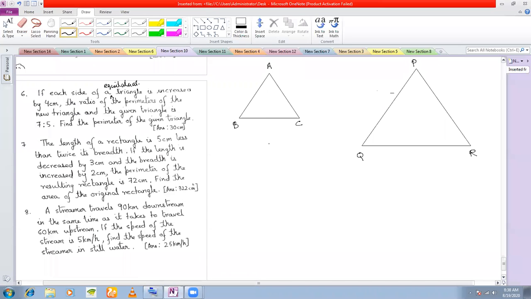If each side of an equilateral triangle is increased by 4 centimeters. Please take note of this word. This is an equilateral triangle. Let us say that each side of this triangle is x. Since it is an equilateral triangle, all three sides are equal. This is how you write the equal sides. Now each side of this triangle is being increased by 4 centimeters. So I increase this side by 4 centimeters. This becomes x plus 4. Increase this by 4 centimeters, this becomes x plus 4. And this too becomes x plus 4. Each side I am increasing by 4 centimeters.